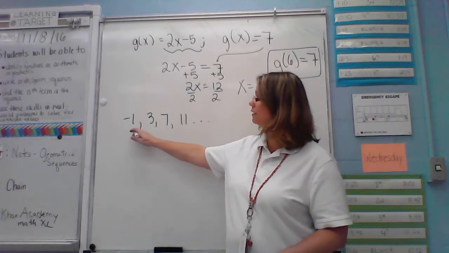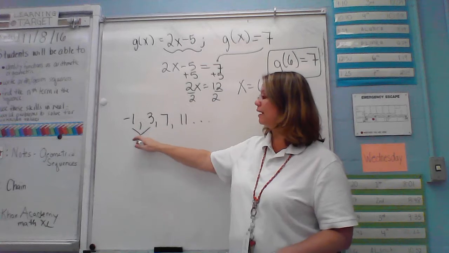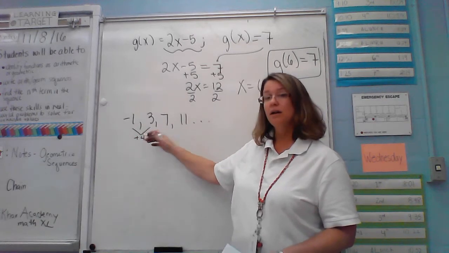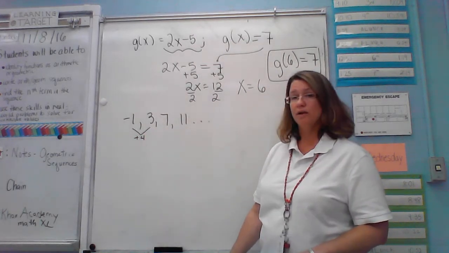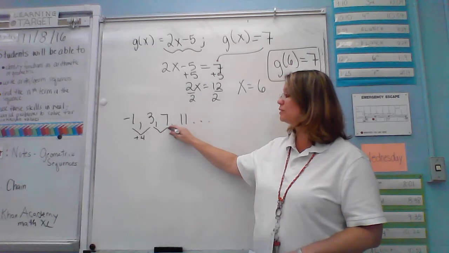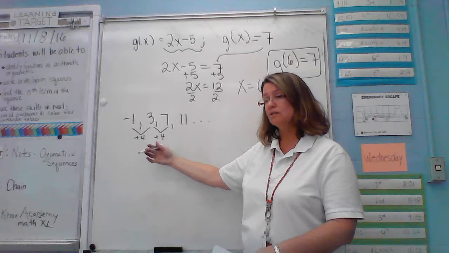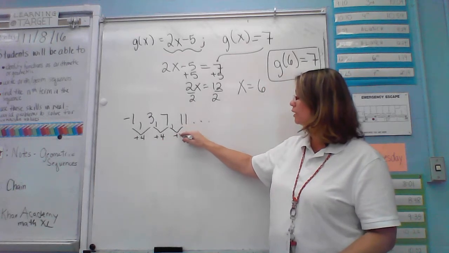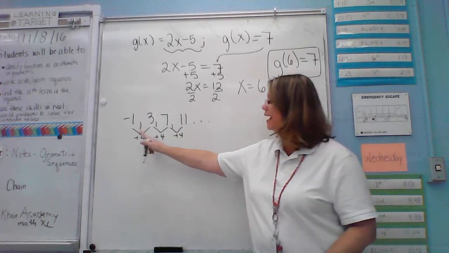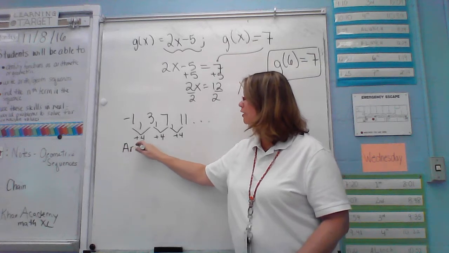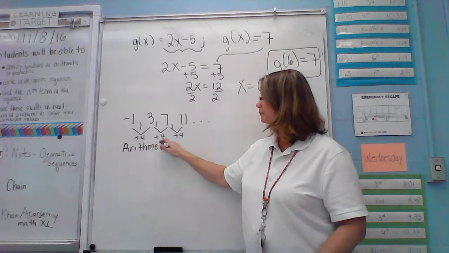So as I look at the -1, moving towards that 3, I notice that if I add 4, that's how -1 turns into a 3. What about 3 turning into a 7? Do I add the same number, the common difference? I do. 7 plus 4. We have just figured out that by adding, that makes this an arithmetic sequence.